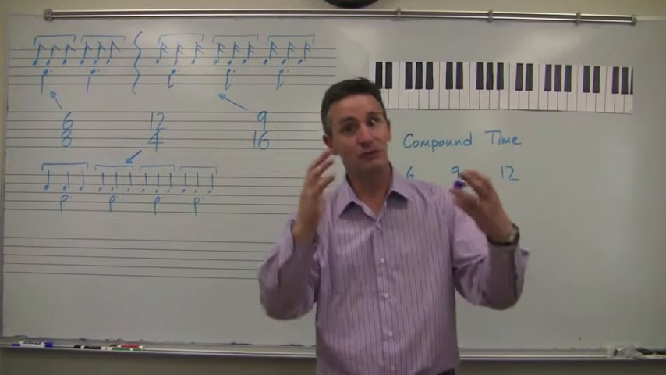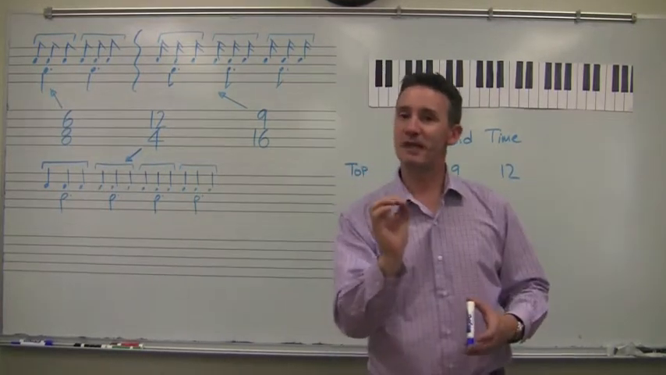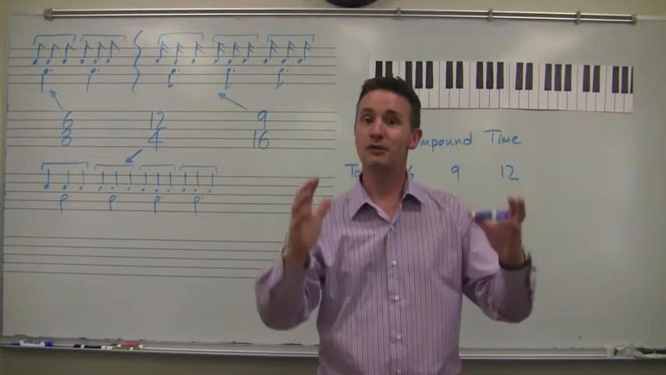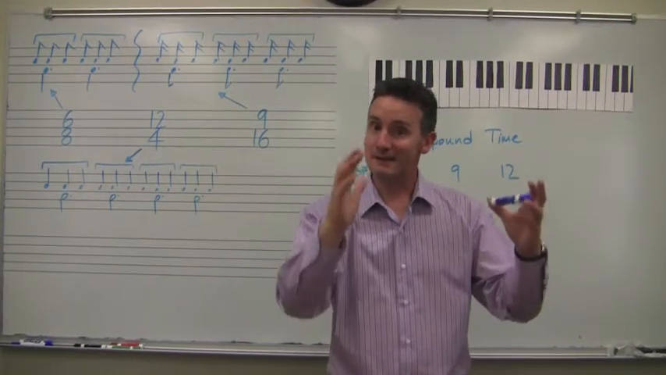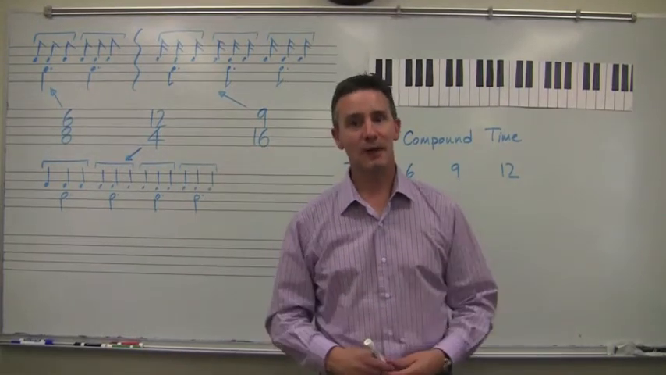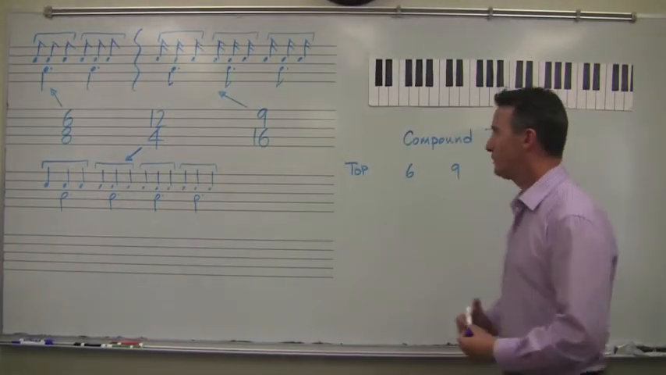Ta-ta-ta-ta-ta-ta-ta-ta-ta, 1, 2, 3, 1, 2, 3, 1, 2, 3, 1, 2, 3. When I say 1, 2, 3, 1, 2, 3, that's the division of the beat. The beat is 1, 2, 1, 2, with that division inside. So that's compound time. How can you tell you're dealing with compound time?